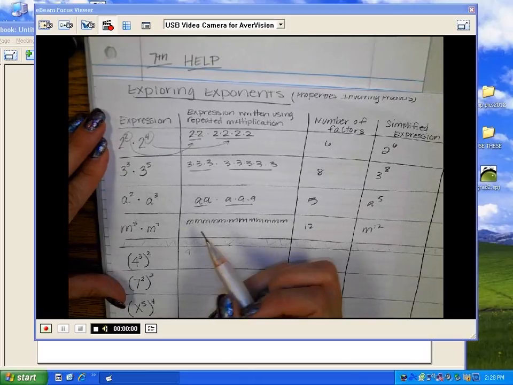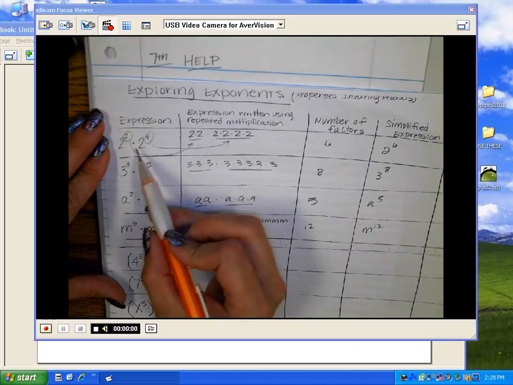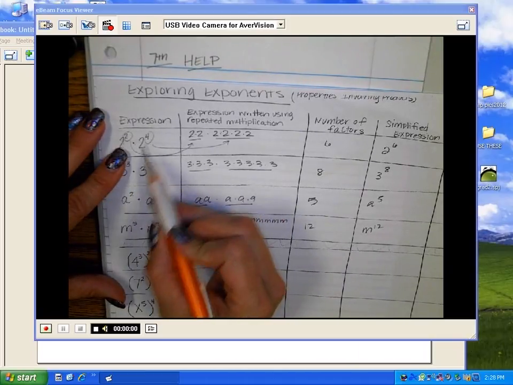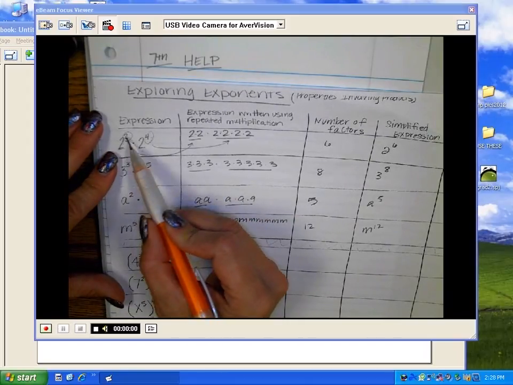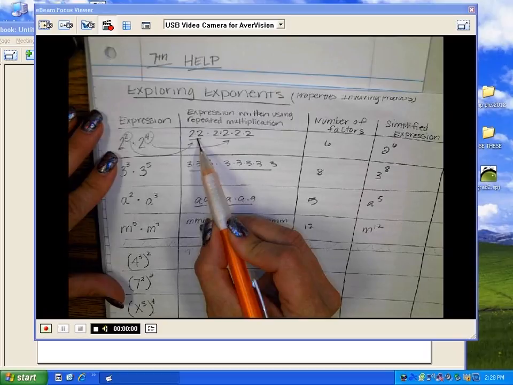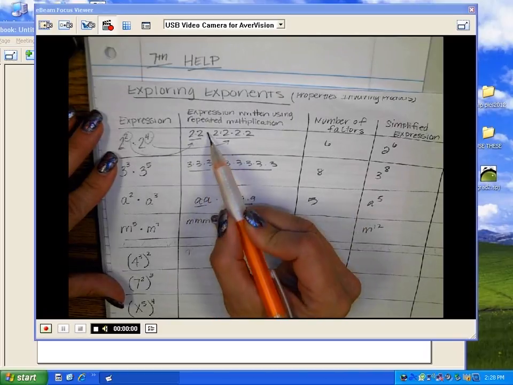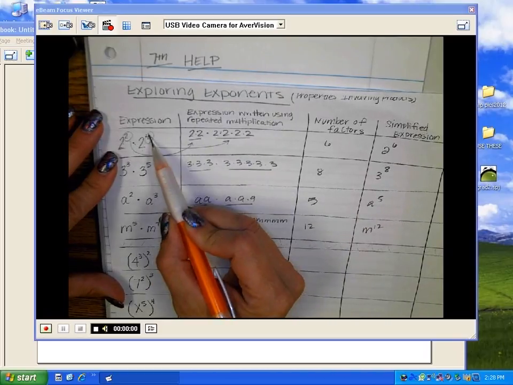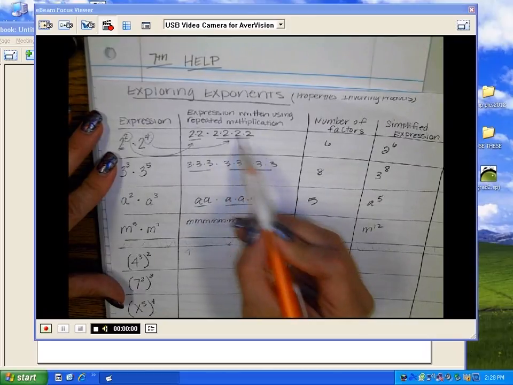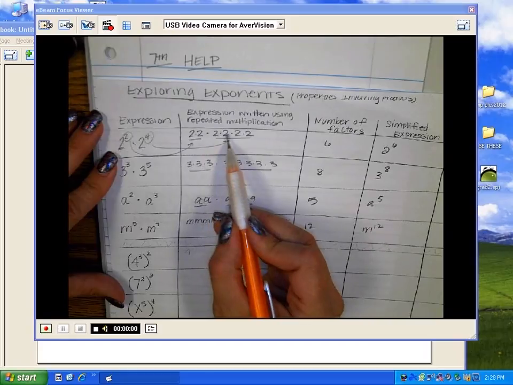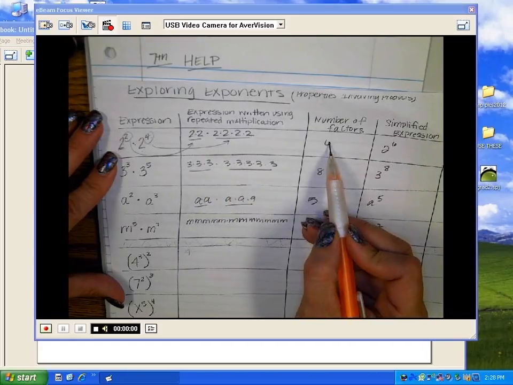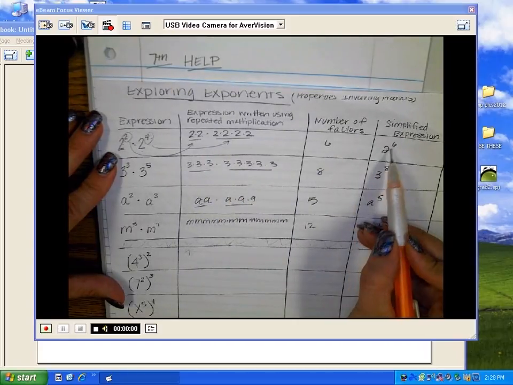So first, you have the problem 2 to the power of 2 times 2 to the power of 4. When you write it, you're looking at this base of 2 to the power of 2, so you write it as 2 times 2, times, and there's my times, 2 to the power of 4. Well, that looks like 2 times 2 times 2 times 2. And we have the number of factors, we were counting them: 1, 2, 3, 4, 5, 6. There were 6 of them. So we could say this was 2 to the power of 6.